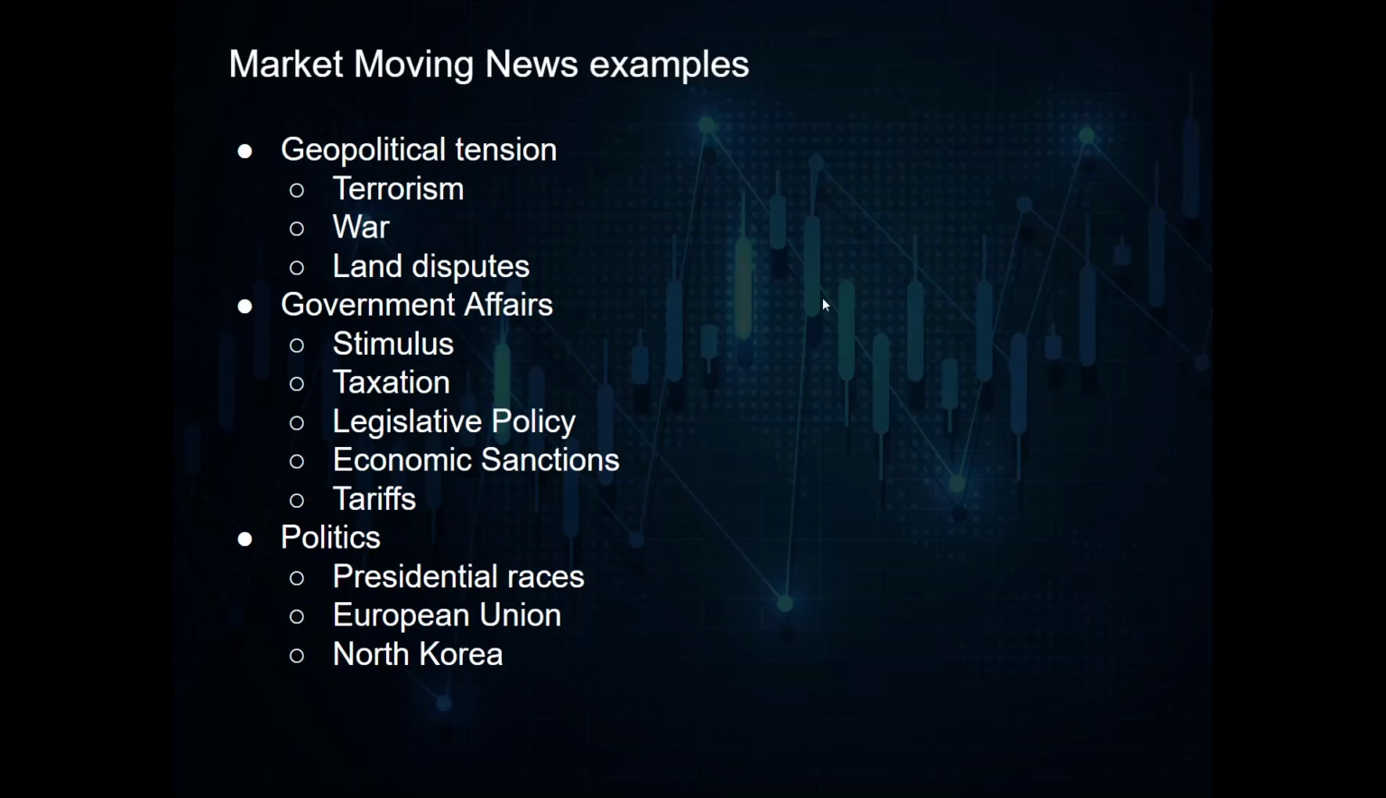Some examples we said earlier: geopolitical tensions such as terrorism, war, and land disputes. Anytime there's anything with the government, such as releasing a stimulus, COVID news, vaccine news, anything with taxation, passing of legislative policy, economic sanctions on countries, and tariffs and quotas. Also, anything to do with politics, especially U.S. politics and presidential races. There's often volatility with presidential races, as we saw with Trump in the Biden election. The European Union, any disputes that may arise with them, countries leaving, countries joining the European Union, and anything to do with North Korea.